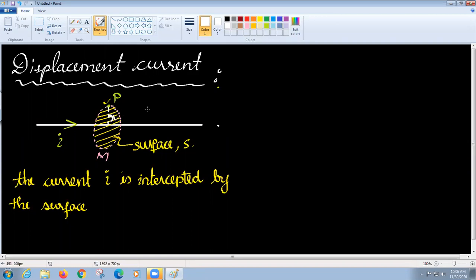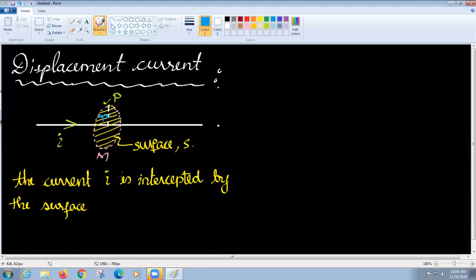Maybe my distance R is not legible. Let me use some other color. So let me use blue. This is distance R. Now you consider a surface, the yellow shading you're seeing over here. That is the surface S. Now the edge of the surface is this Amperian path M. What we can see at this juncture is that the current I is intercepted by the surface S.